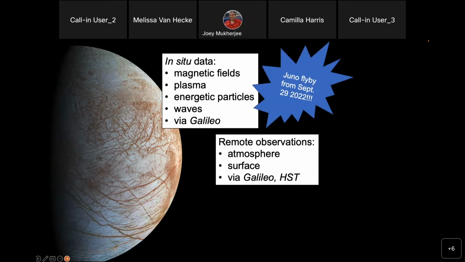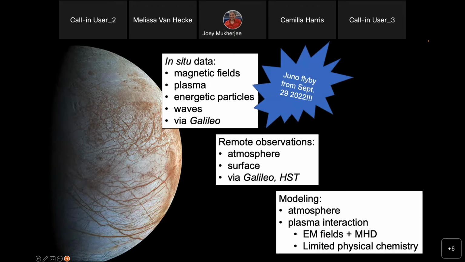We have observations of the surface from Galileo, but all of these things are kind of sparse, and we don't really have anything like a comprehensive, continuous set of data for Europa and its plasma interaction, and I think that's where modeling comes in. It helps us join up these disparate data sets. There's a whole body of work looking at modeling the atmosphere, but what I'm looking at today is the plasma interaction, its electromagnetic fields, and magnetohydrodynamics.